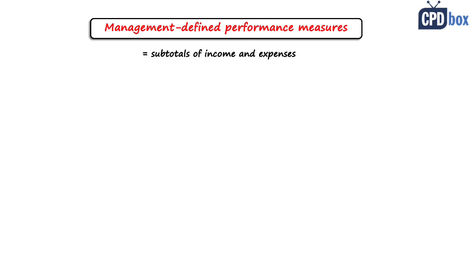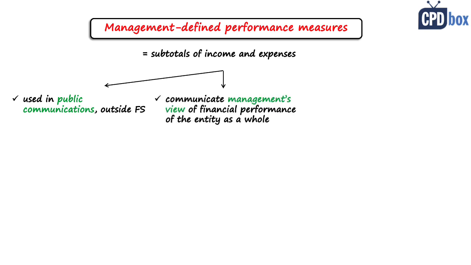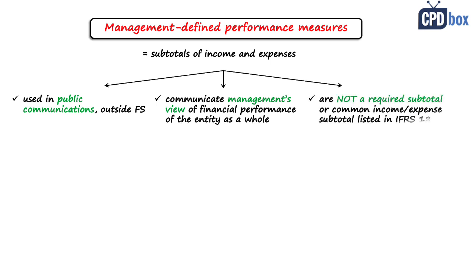These are subtotals or totals of income and expenses that meet three conditions. Number one, they are used in public communications outside of financial statements. Number two, they communicate management's view of some aspect of the financial performance of the entity as a whole. And number three, they are the subtotal of income and expenses, nothing else, but they are not a required subtotal or common income and expense subtotal. So let's break down these three.